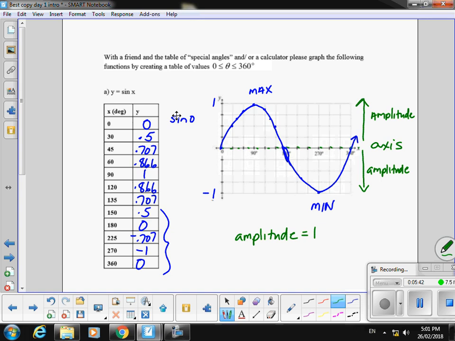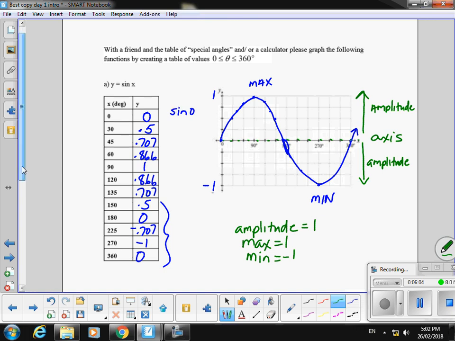So our maximum value is +1. Our minimum value is -1. We also see that it does this smooth curve. It should be smoother on yours than mine. And it would keep repeating that as we had bigger and bigger angles. We would just keep seeing that curve happen over and over again.